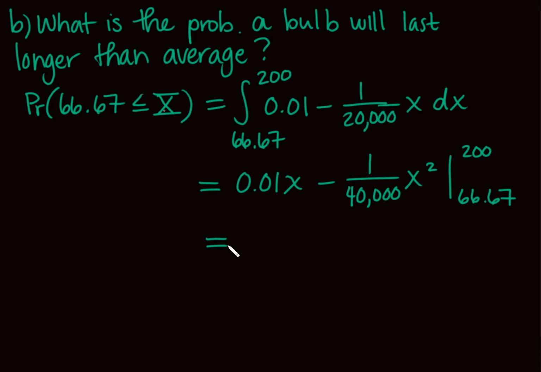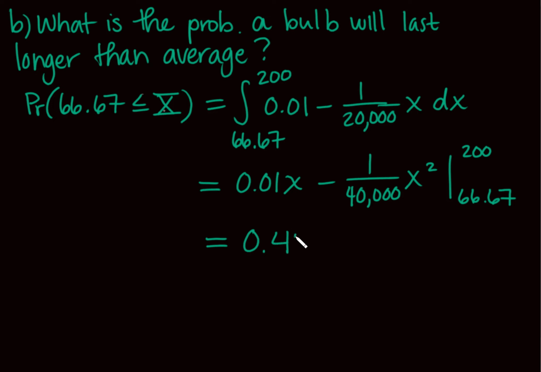And if I plug this in, I'll just go ahead and do this. Although I imagine some of you don't trust me, especially after some of my lectures lately. So 200 squared divided by 40,000. And then I'm going to put this all in my calculator. I'm going to put a parenthesis, 0.01 times 66.67, and then minus 66.67 squared divided by 40,000. Aren't you glad you were born in an era where we have calculators?